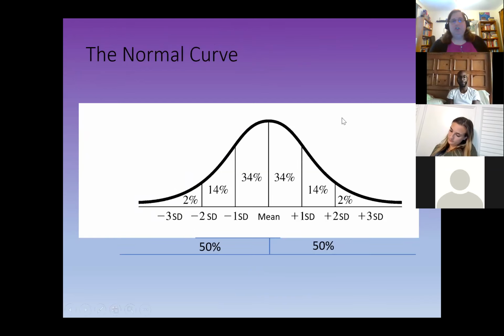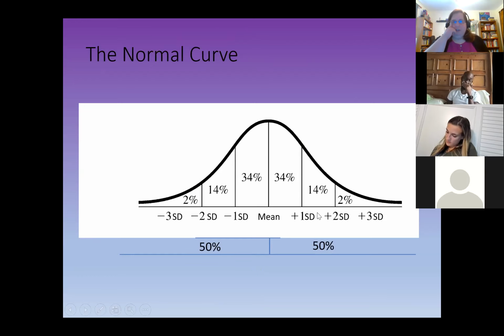Okay, so here's what I want to show you. If you have a normal curve, and this is why people love the normal curve, and you go from the mean to 1 standard deviation up, it always captures 34% of the people, of the items, of whatever's in your data. If you go from the mean to 1 standard deviation down, or -1 SD, you will also capture 34%, because this is a symmetrical distribution.